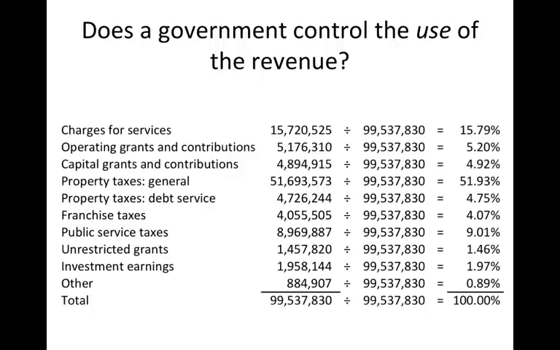The third item then, after revenue dispersion and control of the raising of revenue, is control of the use of the revenue. Once that revenue comes in, can the government use it for any purpose it wants, or is it severely limited in what it can be used for? Again, charges for services in most cases are going to be general revenues that can be used for any purpose, not just for the activity that raises them.